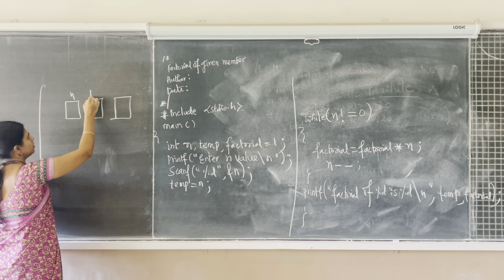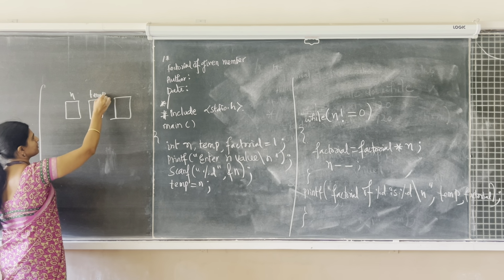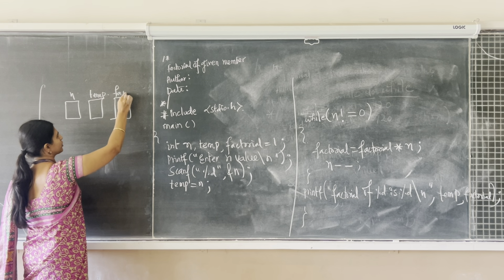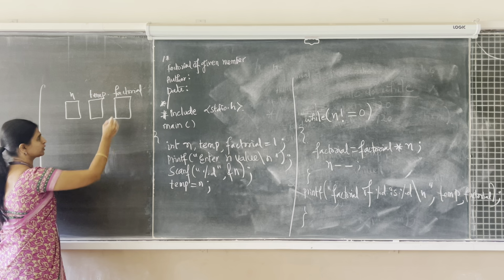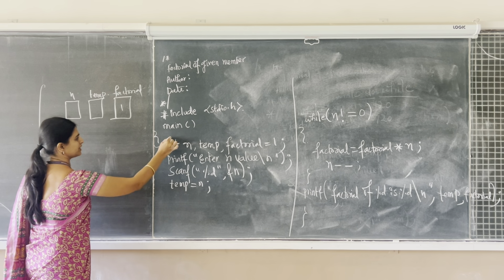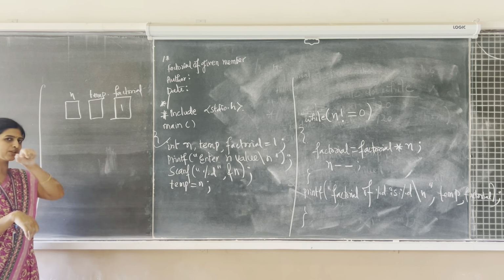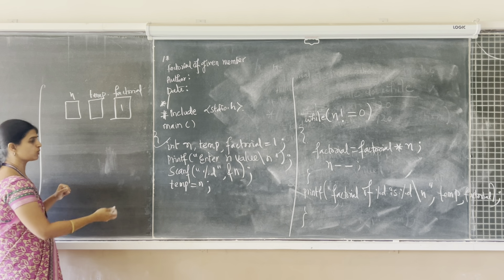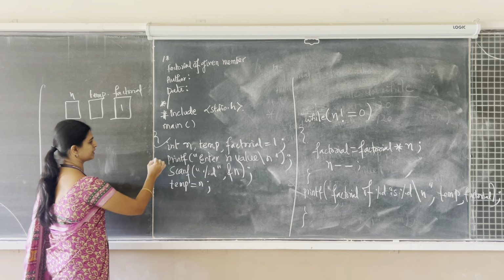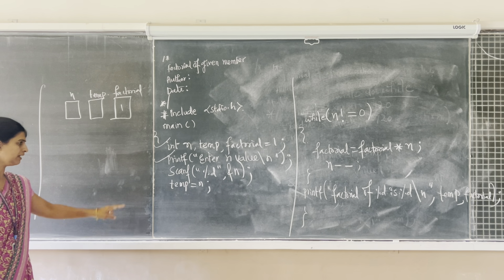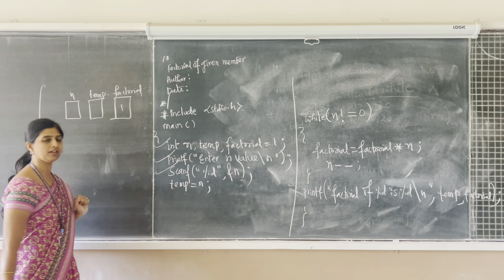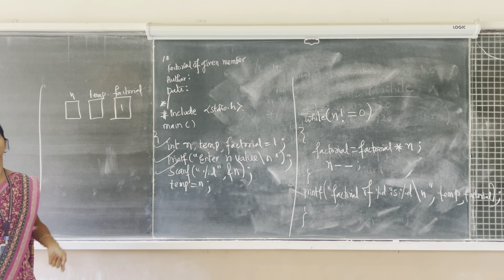N is one type of variable, temp is another variable, and we have something called factorial. Once I write this code and I take it for the execution, the message 'Enter n value' will be displayed on the screen, and the user is going to read the value for n.